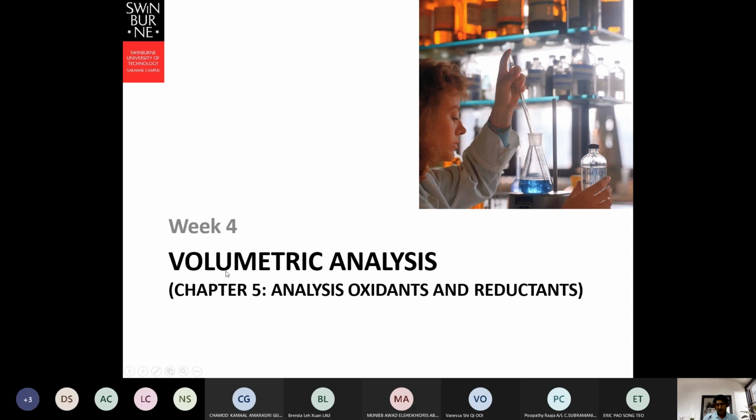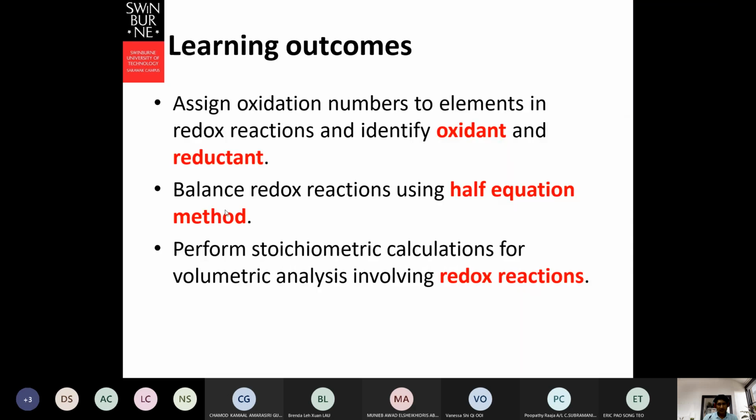So we are still in the volumetric analysis, and then we will see the oxidation and reduction reaction occurring in this solution or in between that solution when we are adding together. All right. So the learning objective for this is we will know how to assign oxidation number to the element and identify which one is oxidant and reductant.